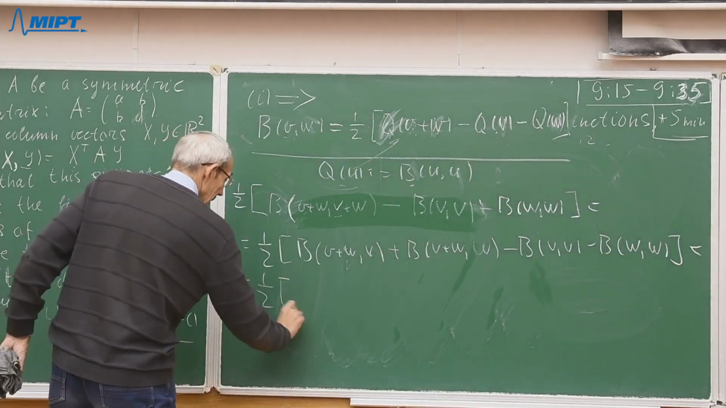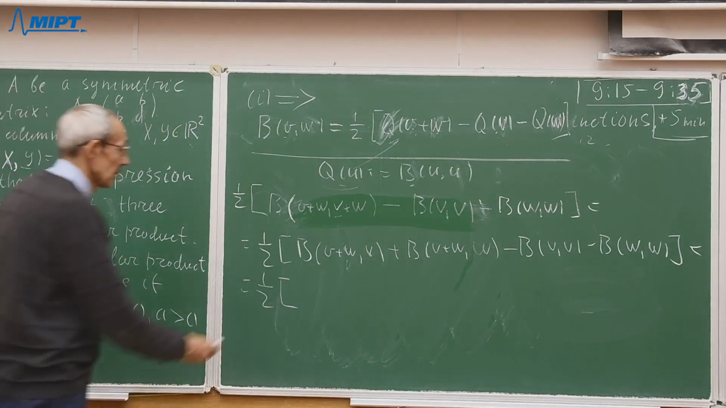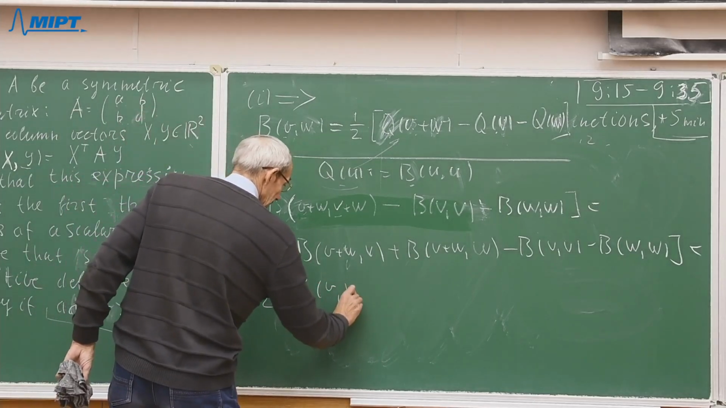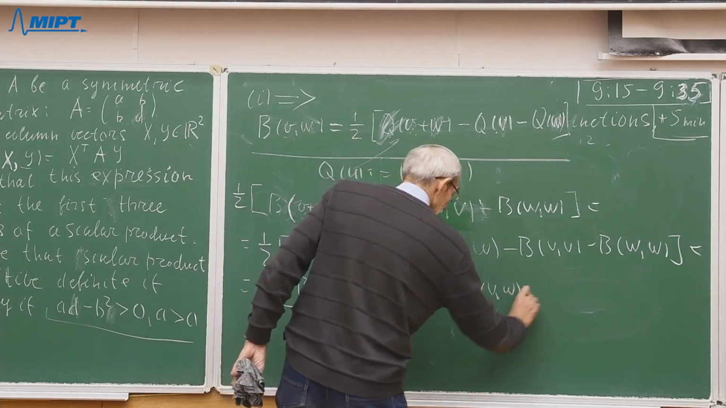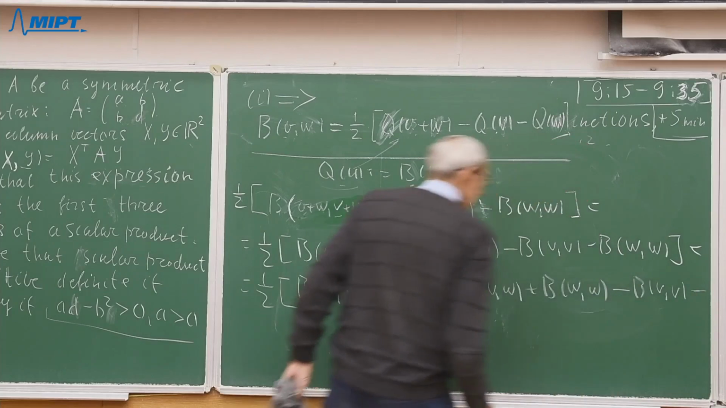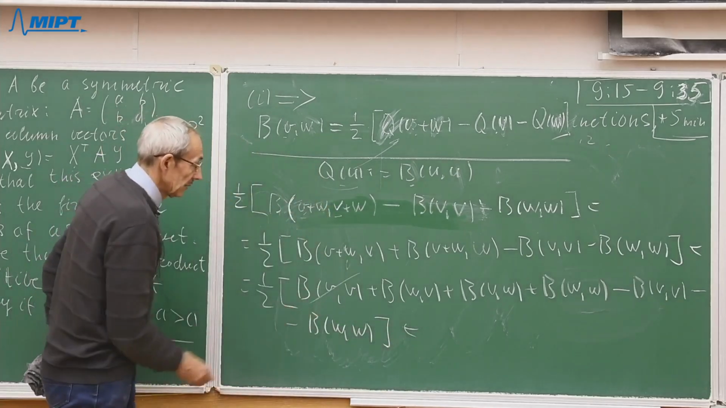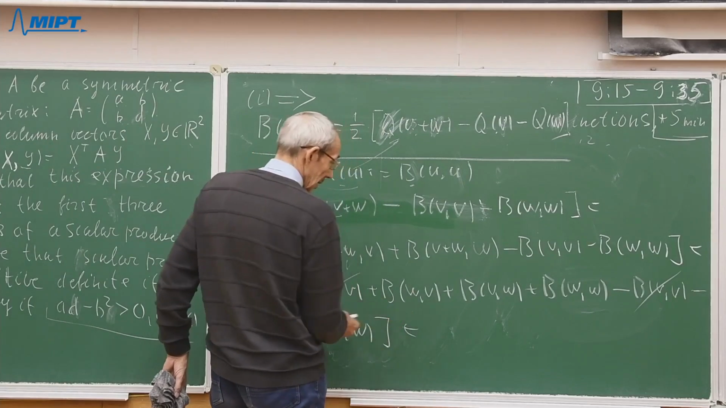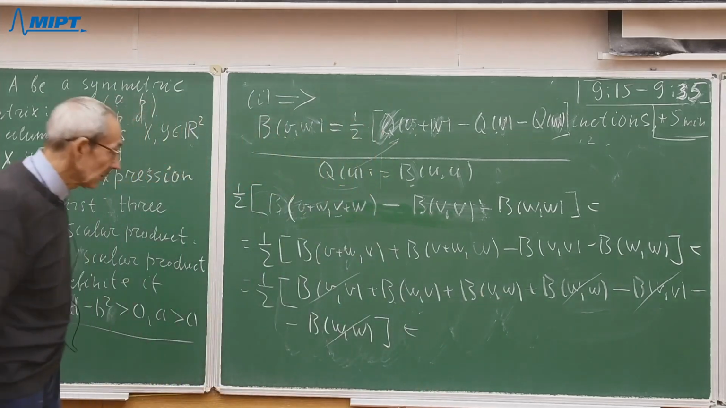And on the next step we also apply the property of linearity with respect to the second argument, and we obtain the following expression: B(V, V) plus B(W, V) plus B(V, W) plus B(W, W) minus B(V, V) minus B(W, W). We can reduce our expression to the following expression. We obtain the sum of these two values.